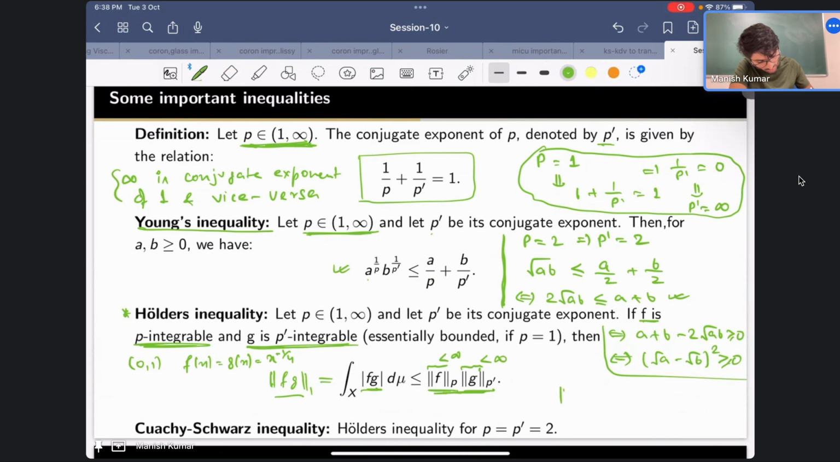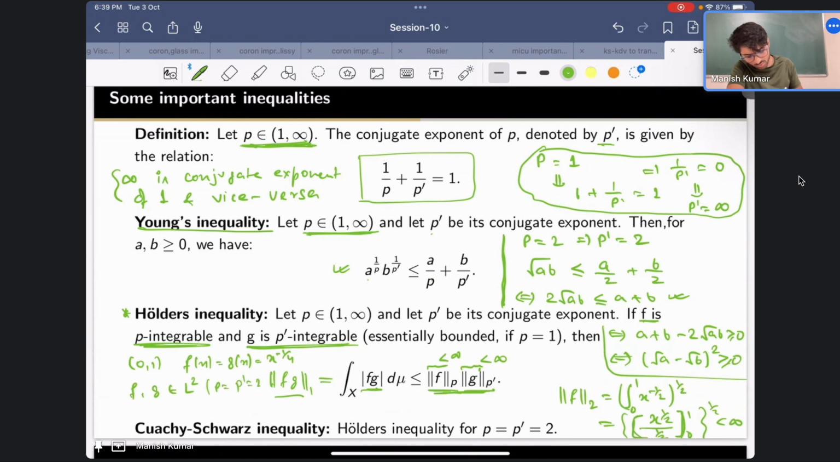The 2 norm of f: we take the square of this function, so this is x to the power minus half, over 0 to 1. If you integrate it, what you get is x raised to the power half by half, which is 1 by 2, evaluated between 0 and 1, and then you take the whole 1 by 2. So this quantity is finite. So f and g belong to L2, with p equal to 2 and p prime equal to 2.